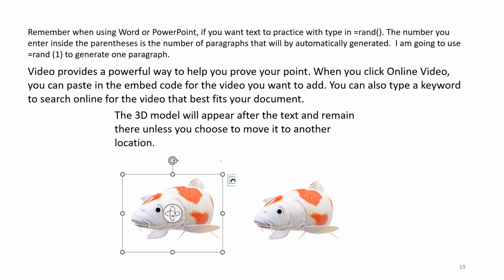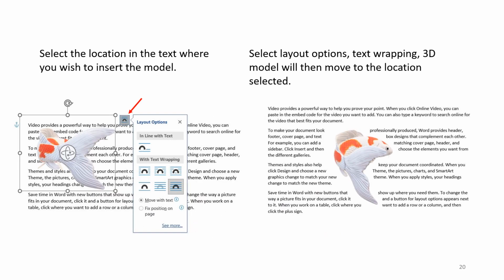The 3D model will appear after the text and remain there unless you choose to move it to another location. Select the location in the text where you wish to insert the model. Select Layout Options, Text Wrapping. The 3D model will then move to the location selected.